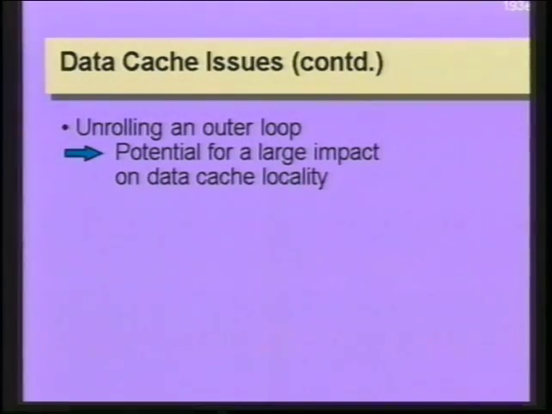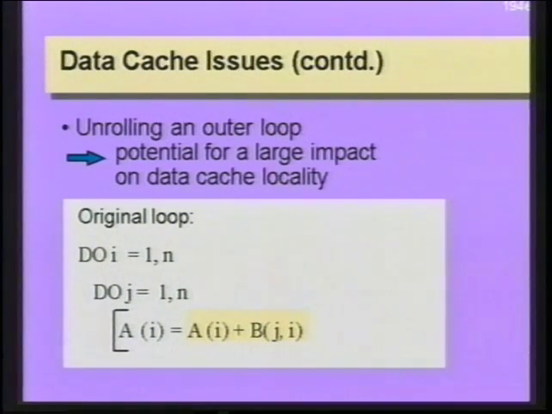However, unrolling an outer loop can be a different matter. There is indeed a potential for a large impact on data cache locality. Let's look at an example to understand this. Consider a simple example where you have a vector add computation. You're adding b sub j comma i to a sub i. In the original version of this loop, the elements of array B would be accessed in linear order in memory. Now this unit stride has a very good property in terms of data cache locality. On average, you're going to have a cache miss, say, every 8 iterations if your cache line size contains 8 words of the array B.